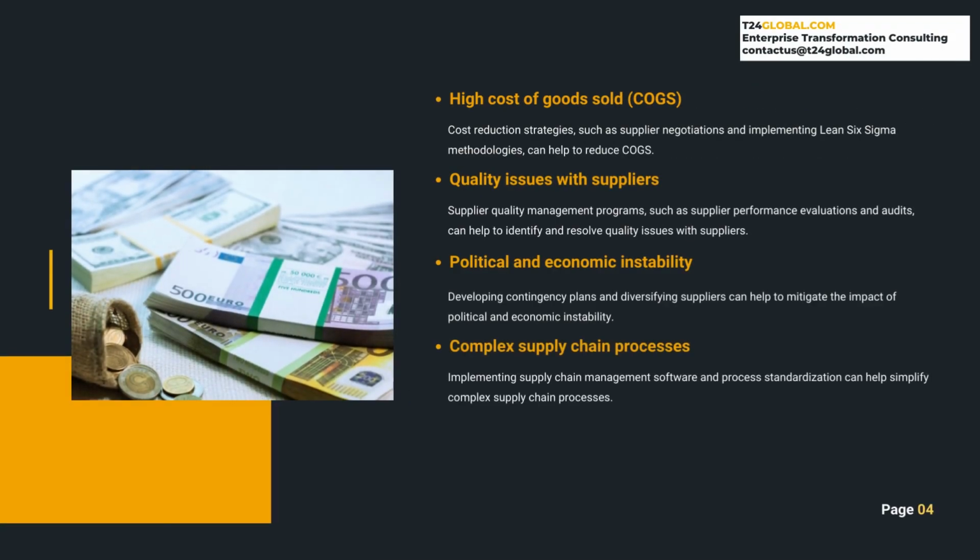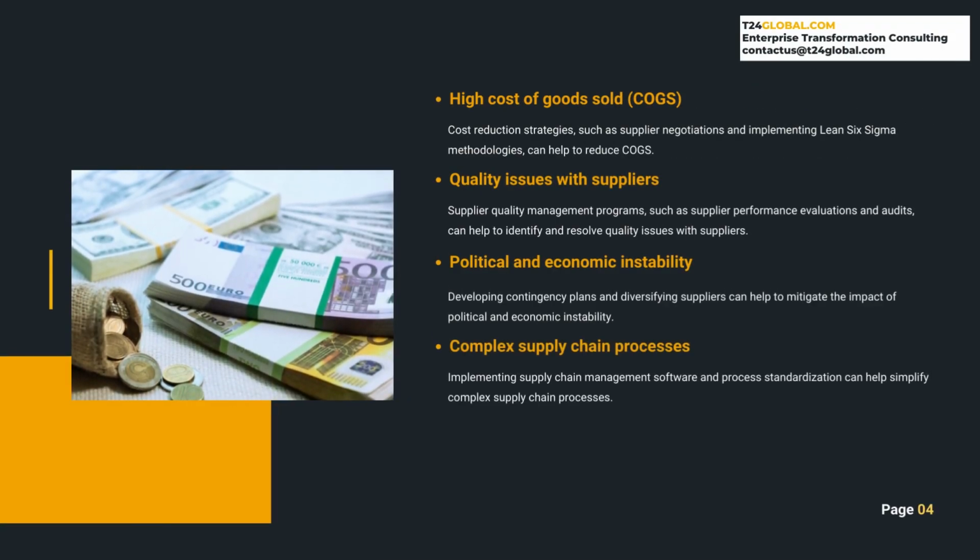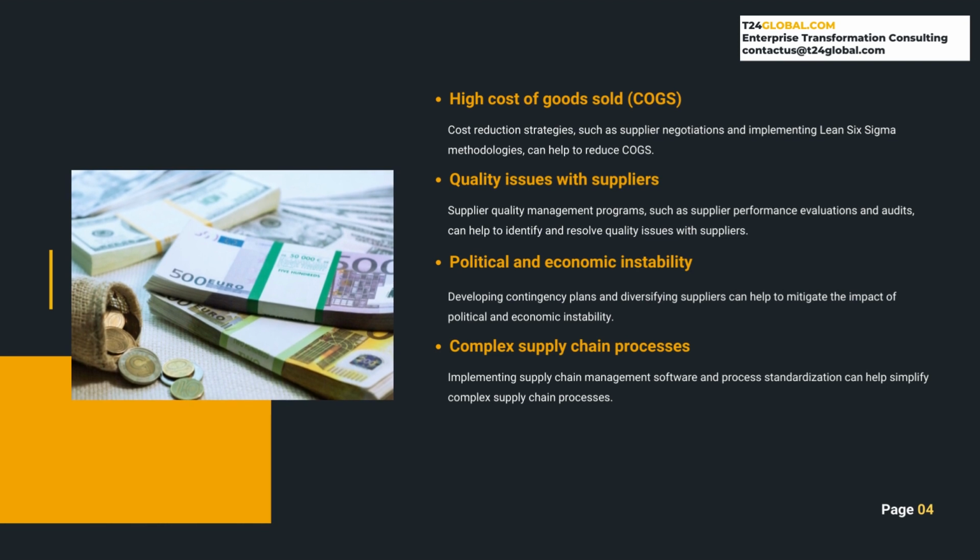9. High cost of goods sold, that is, COGS. Cost reduction strategies, such as supplier negotiations and implementing Lean Six Sigma methodologies, can help to reduce COGS. Business operations activities involved in cost reduction include value stream mapping, process improvement, and supplier negotiations.